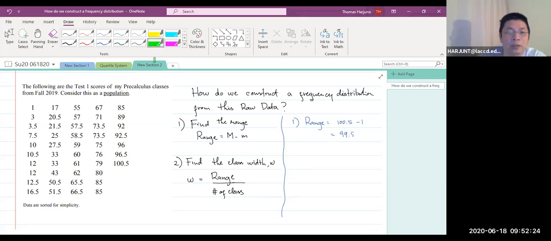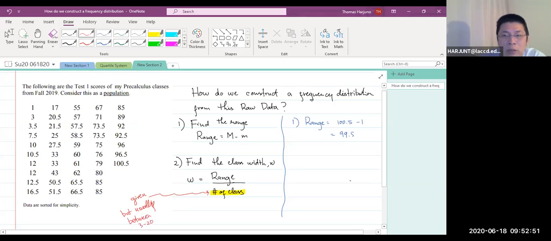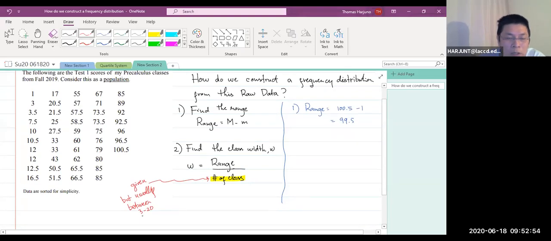Now, this number of classes is usually given to you. Like in my class, this will be given. But usually between 3 to 20. It depends on the number of data, but we try to keep it not too small, usually not 3. With this size, I think we will go to 4 or 5 classes, okay?